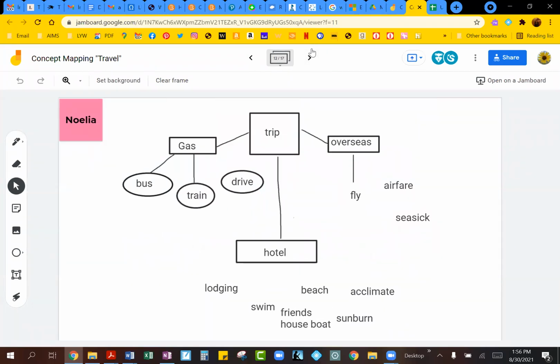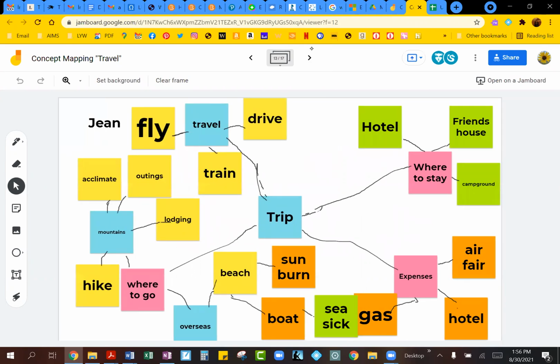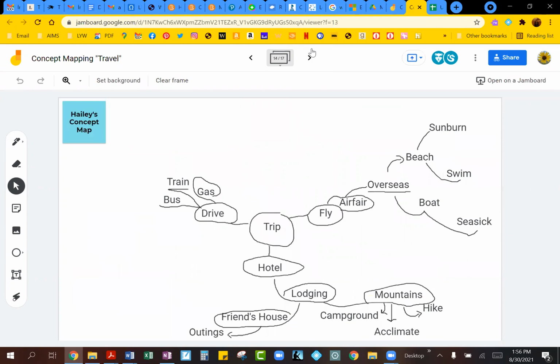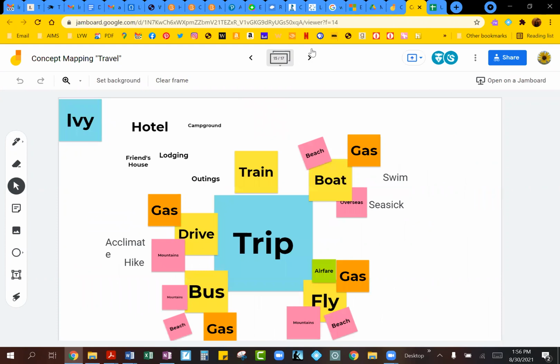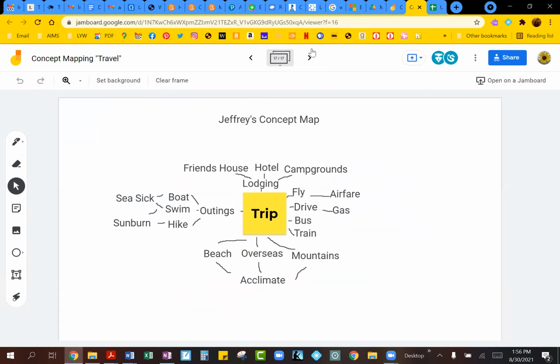So it was really interesting for me to see, as I was looking through all of your concept maps over here, how you have tried to connect these words in a way, and come up with your categories. Like I said, some of you didn't really do categories. You did more of what words kind of associated with each other.